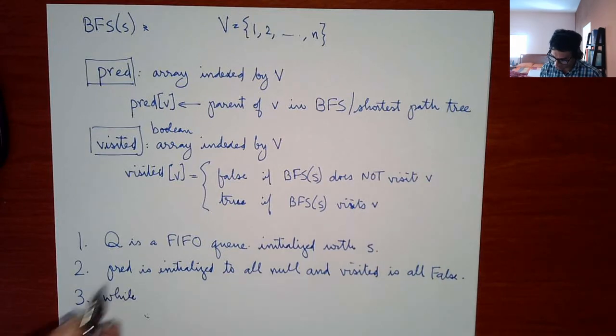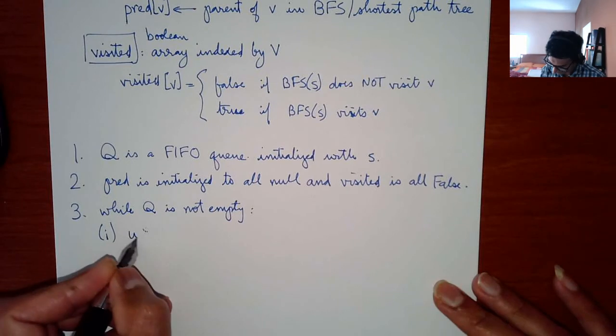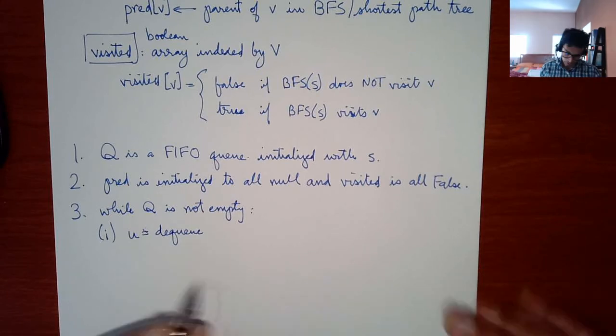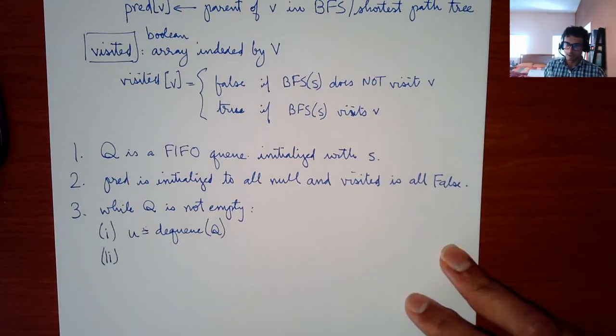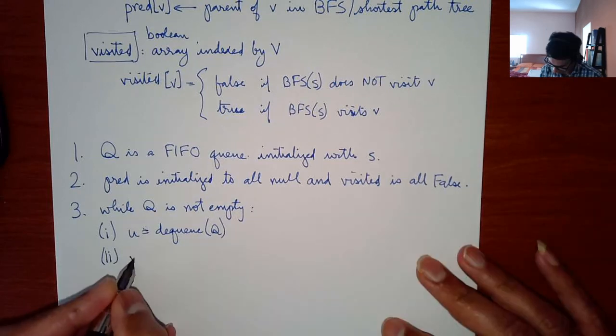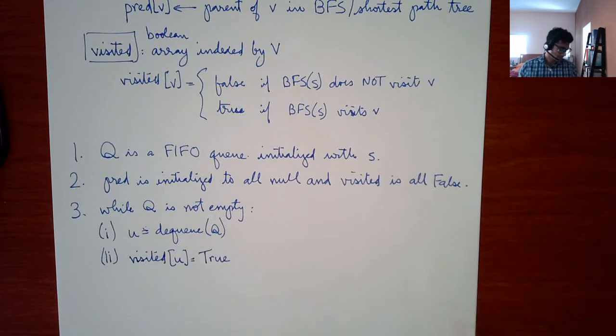It says while the queue is not empty, it is going to perform the following operations. U is going to be whatever is there at the head of the queue. It's going to dequeue, removing whatever is there at the top of the queue. Then it's going to say, I have visited U. So visited of U is going to be set to true.